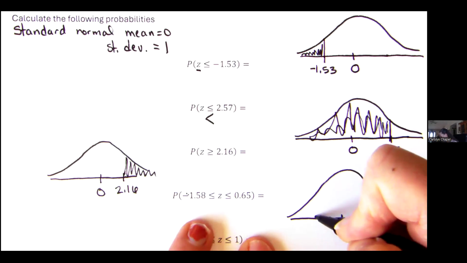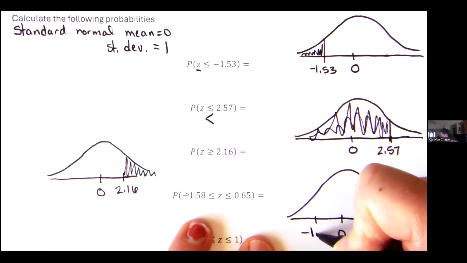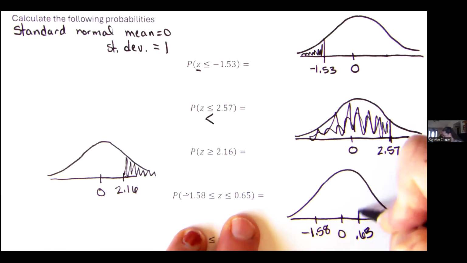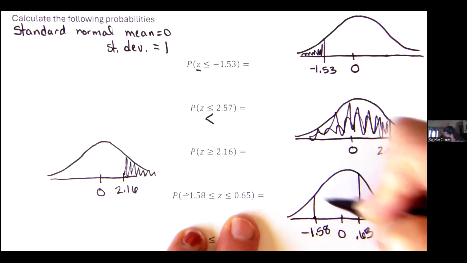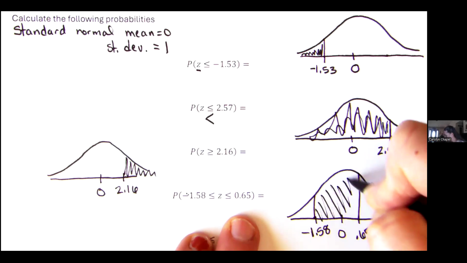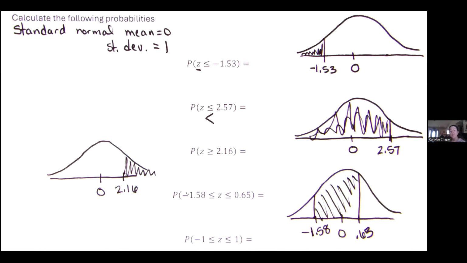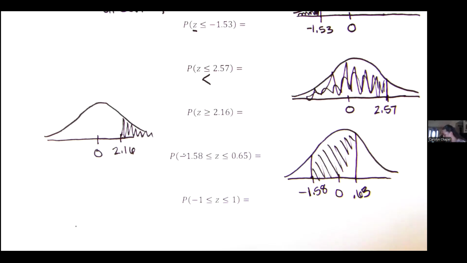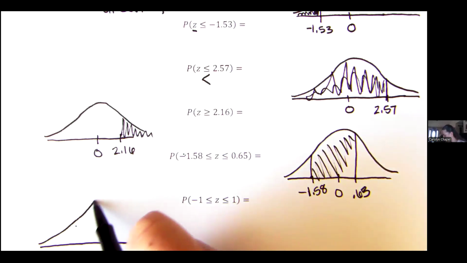So here I'm going to have a negative 1.53, or 58, sorry, and a 0.65. I probably should have drawn that closer to 0, but I wouldn't have been able to write the value in. And then this last one I have is from -1 to 1. I do this one specifically, and we'll probably do a couple more while we're in there.